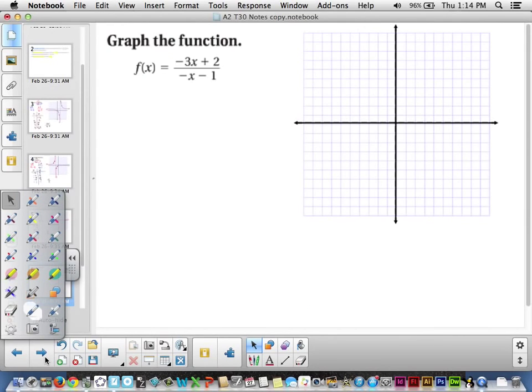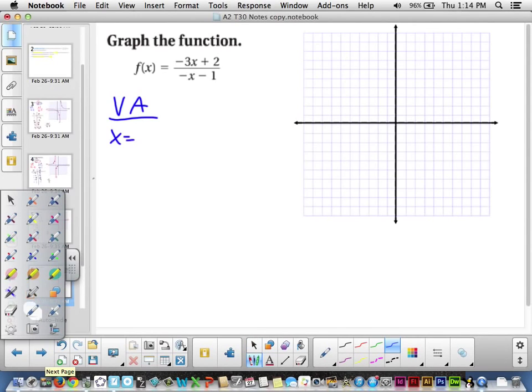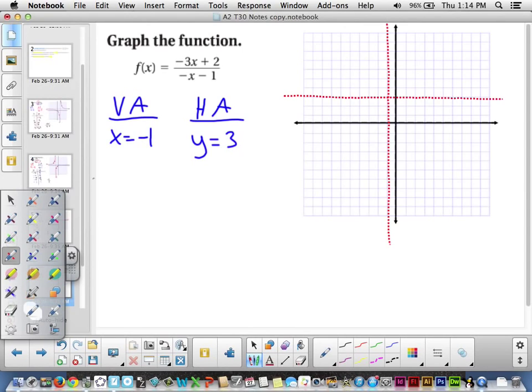One more. Give this one a whirl. Try this one. Vertical, what makes the bottom 0? The bottom is 0 when x is -1. Horizontal, the degrees are the same, so I can divide the lead coefficients. Y is 3. X is -1 comes through here. Y equals 3 comes through here. Try a couple points.